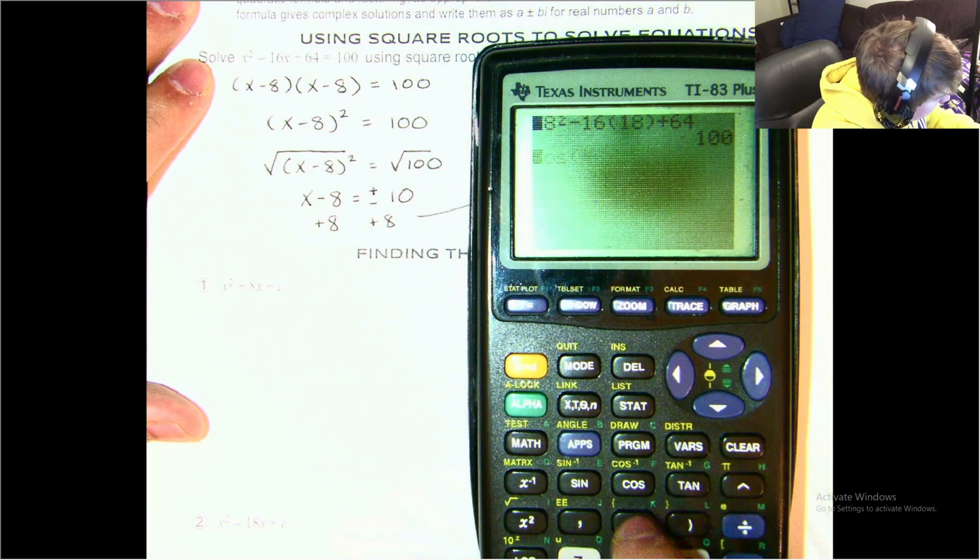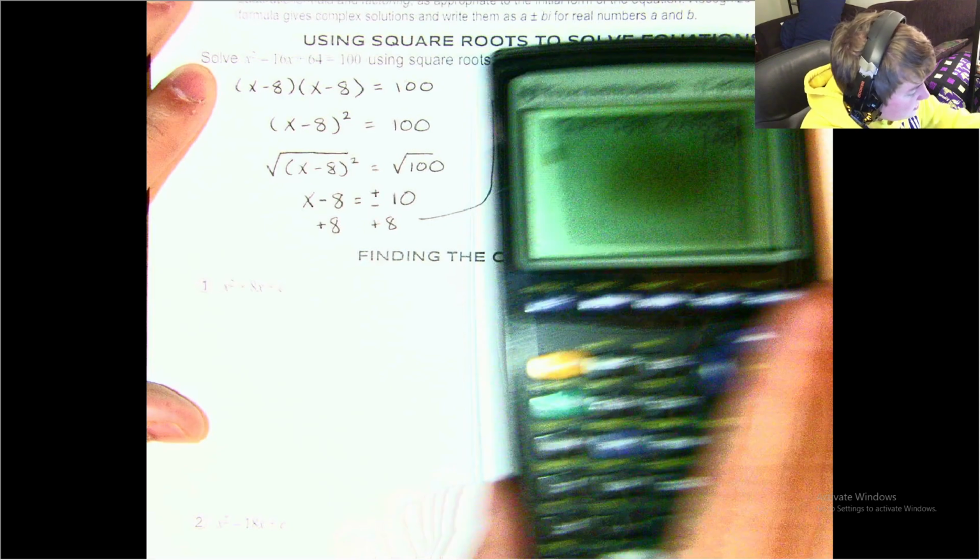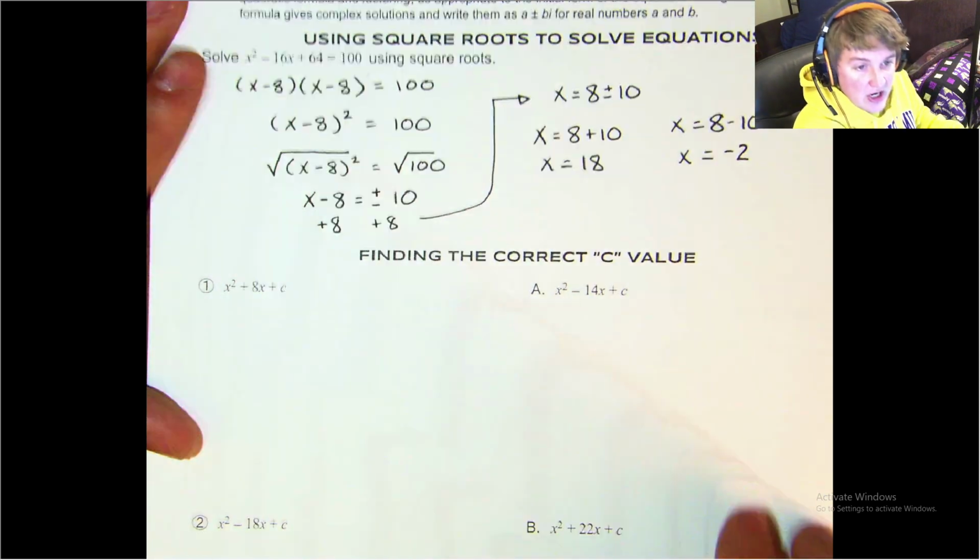So I can go negative 2 squared minus 16 times negative 2 plus 64. And I also get 100. So you can see that these balance this equation out perfectly.